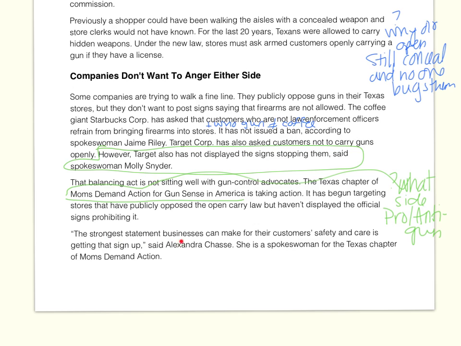The strongest statement a business can make for their customer safety and care is getting that sign up, said Alexander Chase. She is a spokesman for the chapter of Moms Demand Action.